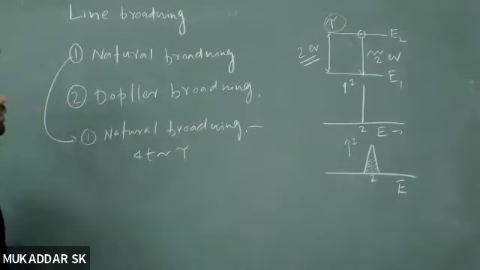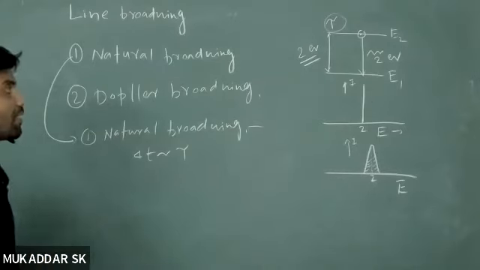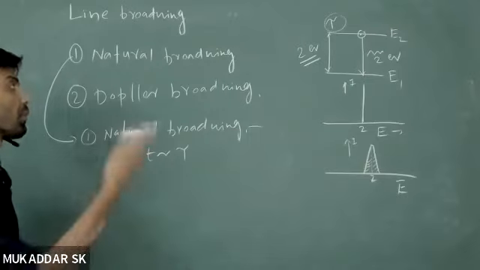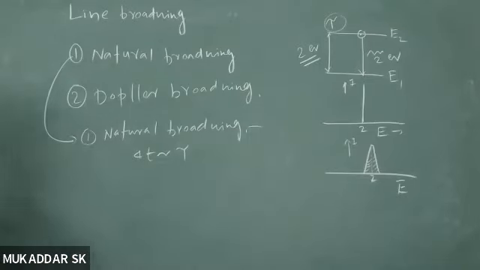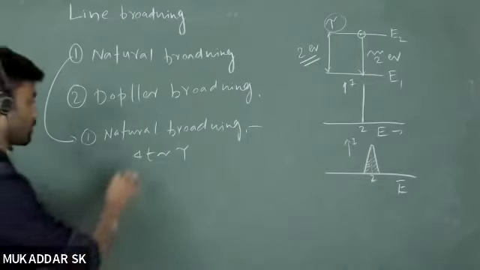Suppose the lifetime is 50 nanoseconds. It may come in 0 nanoseconds, it may come in 1 nanosecond, it may come within 15 nanoseconds, but we never know. So there is an uncertainty in time.